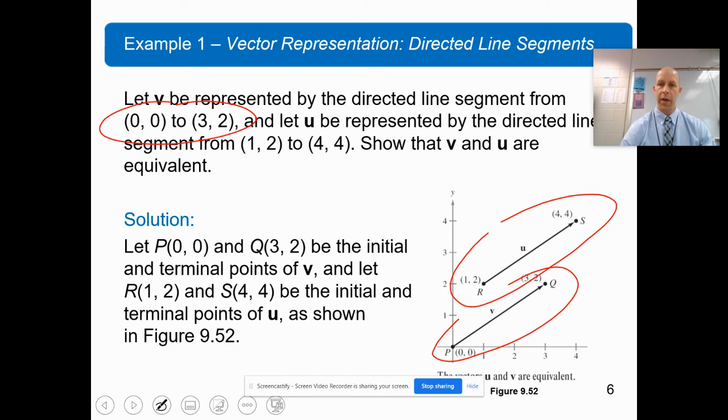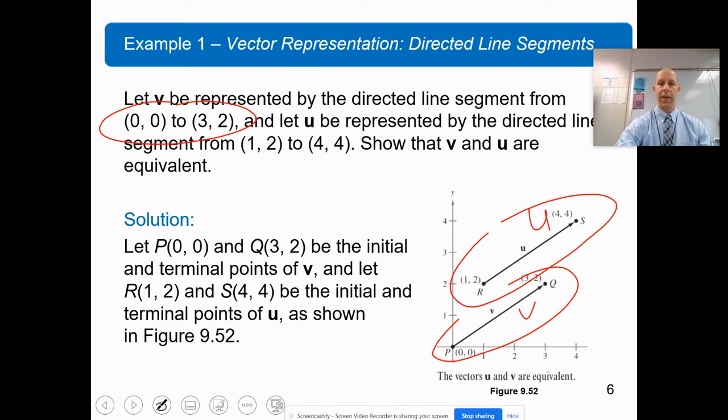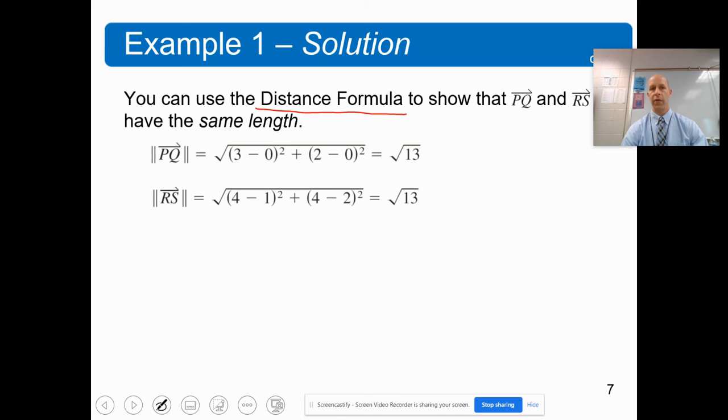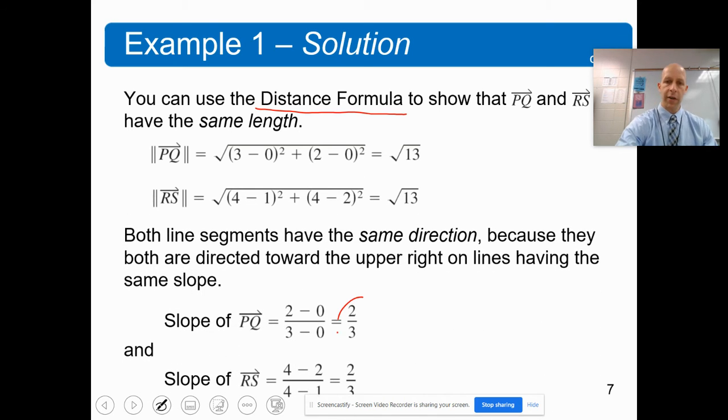And then our second one here, this would be v. This would be u, as you can see that we've written there. And we can see that these two particular rays are going in the exact same direction and that they have the exact same length or magnitude. Therefore, they are equivalent. The way you could show their magnitudes are the same is just use the distance formula, which I'm sure you're familiar with. They both have square root of 13. They both have slopes of 2/3.